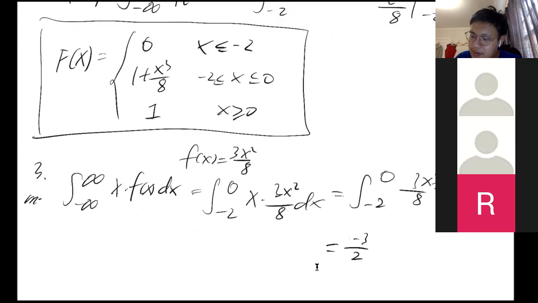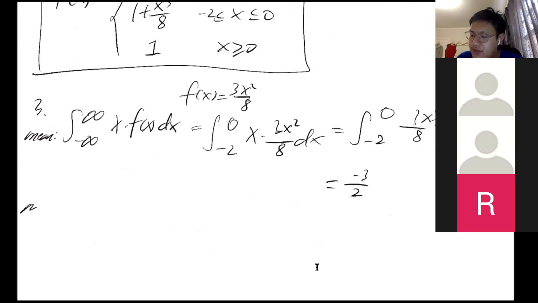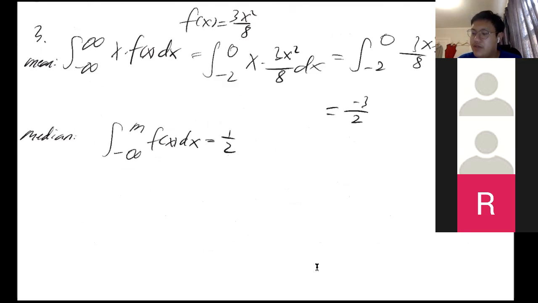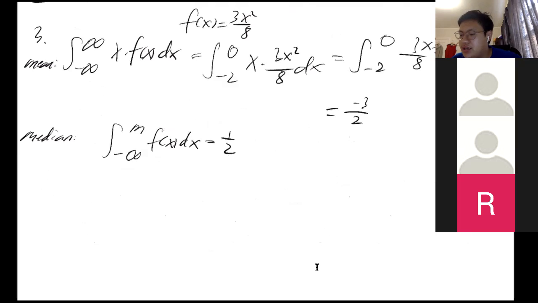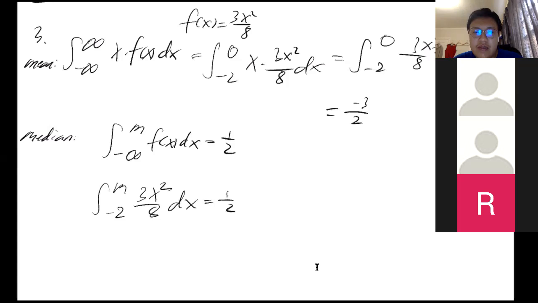So that's the mean. And to find the median, it's the same thing as solving the equation that the integral from negative infinity to m of f(x) dx is equal to half, because half of the probability lies on the left of the median and half of it lies on the right. So that's the same thing as the integral from -2 to m of 3x squared over 8 dx equal to half, and we want to find what m is.